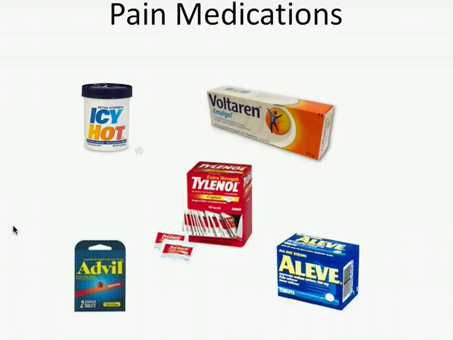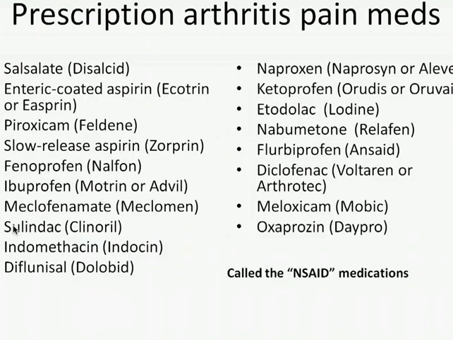If there is not enough relief, try ibuprofen, which is also known as Advil, or naproxen, which is called Aleve. Again, follow the instructions on the label, and if you have significant health problems, better consult your physician first. If these don't help, the prescription version of these arthritis pain medications, called the NSAIDs, may be given to you by your physician. As this slide shows, there are many to choose from.